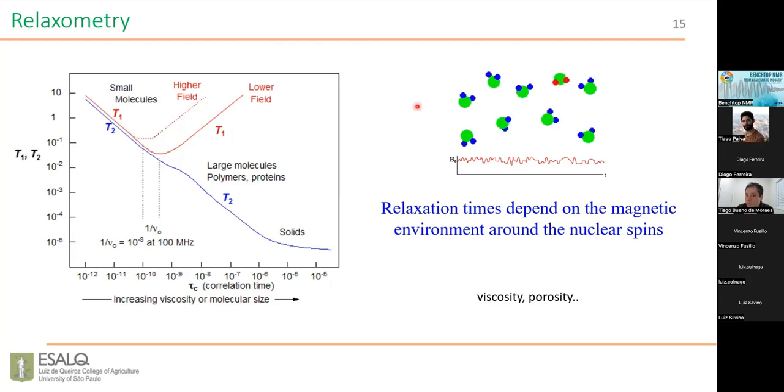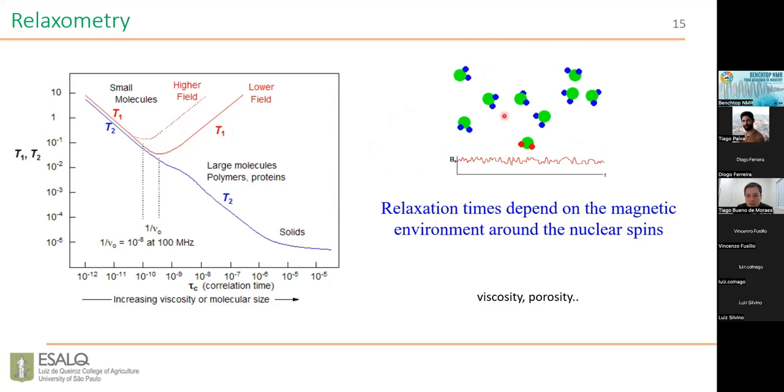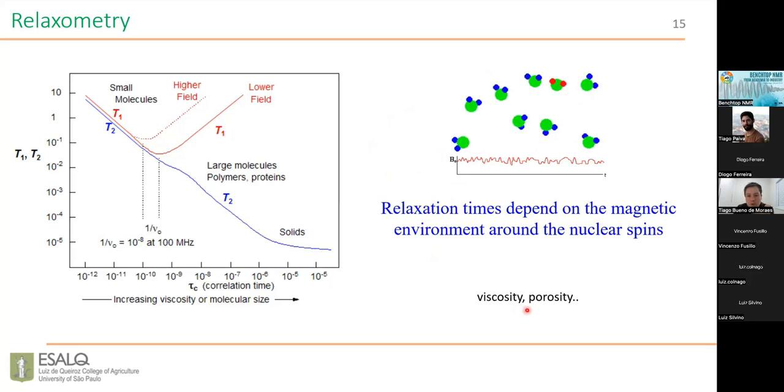As this molecular mobility and magnetic environment are related to the presence of other chemicals or structural properties in your sample, the relaxation times can be correlated with macroscopic properties such as viscosity, porosity, moisture, and this is the relation between the macroscopic properties and the relaxation times.